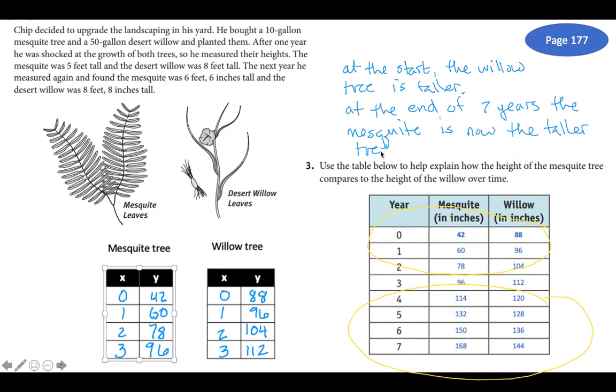And that must mean that the mesquite tree is growing faster, right? That's how that happens. But we actually know how fast it's growing. Remember, we said this had a constant rate of 18. So that's a growth rate of 18 inches per year. And we said this one had a constant rate of change of 8. So yeah, we knew that the mesquite tree is growing faster. So it makes sense at some point, the mesquite tree is going to become taller than the willow tree. So our table can tell us that.